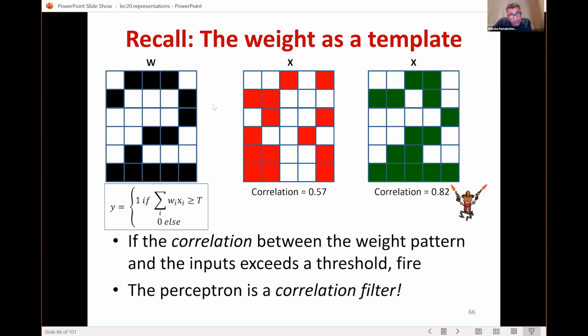if I wanted to build a perceptron that was looking at, say, a grid pattern like this, like in those old LED pictures, watches, and it was trying to detect if the input was a 2, all you would do was set the weights to be in the pattern of a 2. Now if you have an input which is not very similar to a 2, the inner product between the two, which is the correlation, is going to be low, it won't fire. Whereas if the input begins looking more like the 2, the inner product is going to be larger, and the perceptron will fire. So the perceptron is in fact a correlation filter.